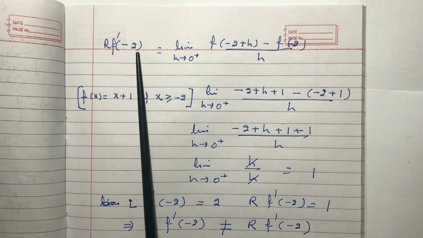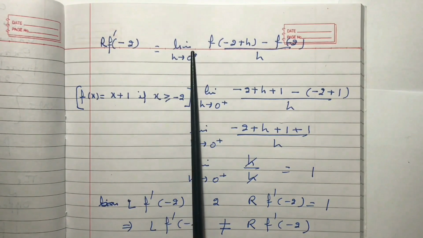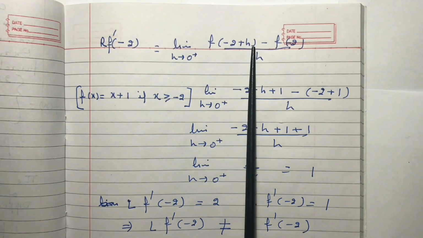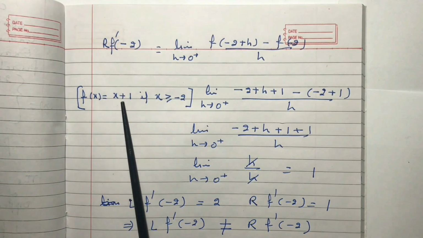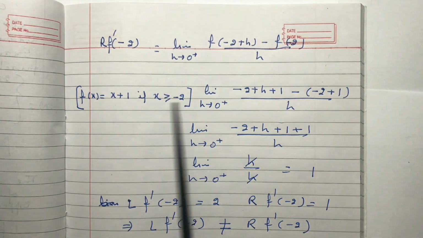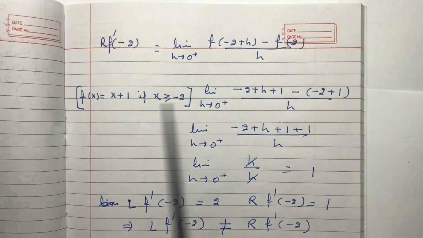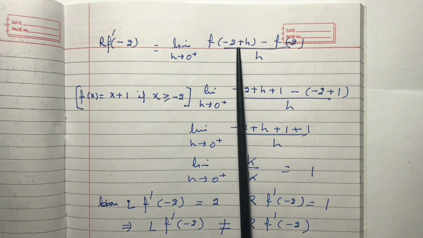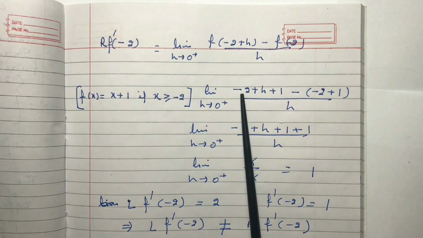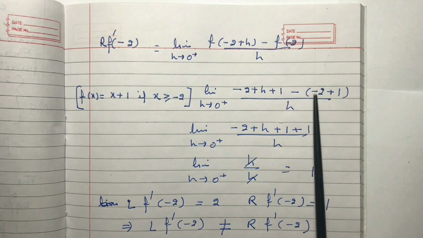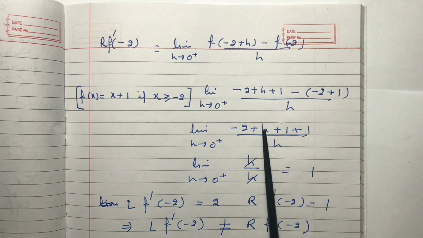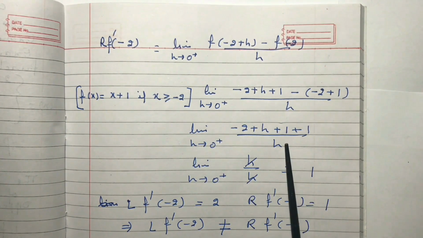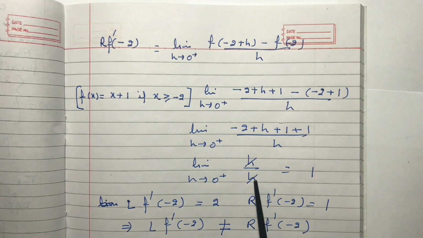Now the right hand derivative at -2: f'(-2) = limit h tends to 0 plus of [f(-2 + h) - f(-2)] / h. Here we take the function f(x) = x + 1 for x greater than or equal to -2. So substitute this value in this function: [(-2 + h + 1) - (-2 + 1)] / h. That gives limit h tends to 0 plus of h / h, which is equal to 1.